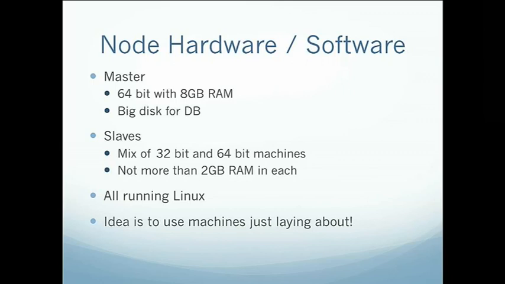The slaves are a mix of 32-bit and 64-bit machines, no more than 2 gig of RAM in each. And really the process size never gets over like 20, I have to verify that, like 22K or something like that. It's really small. And they're all running Linux, and like I just said, the idea is to just use the machines that you have laying around in your house. I'm sure all of us have machines that are just junk now, and they can be repurposed for this type of work.